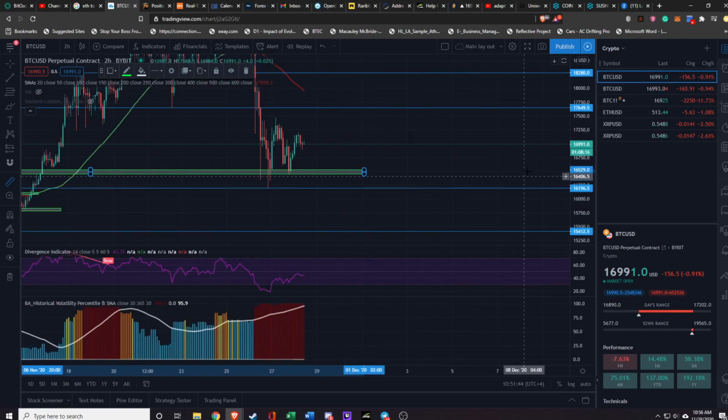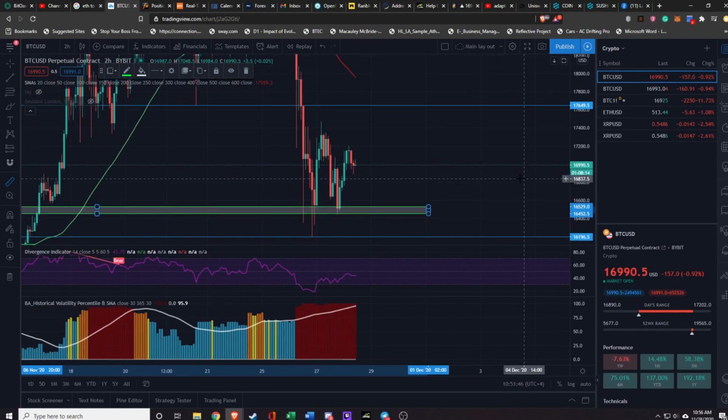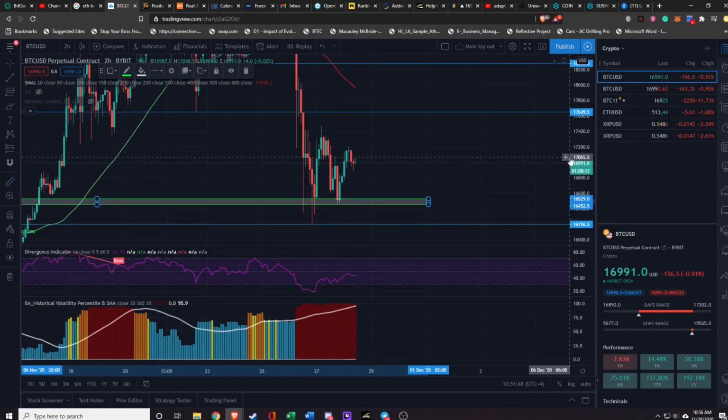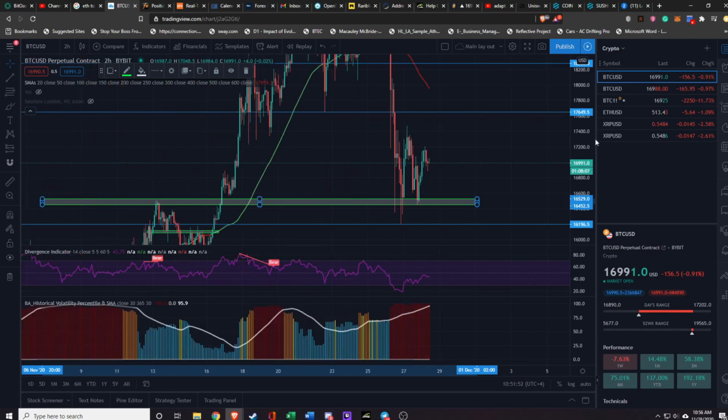RSI here is actually forming what we know as bearish divergence. So this will be a little bit of bearish divergence, but hidden. A little bit complicated to comprehend. I'll try to show you guys.